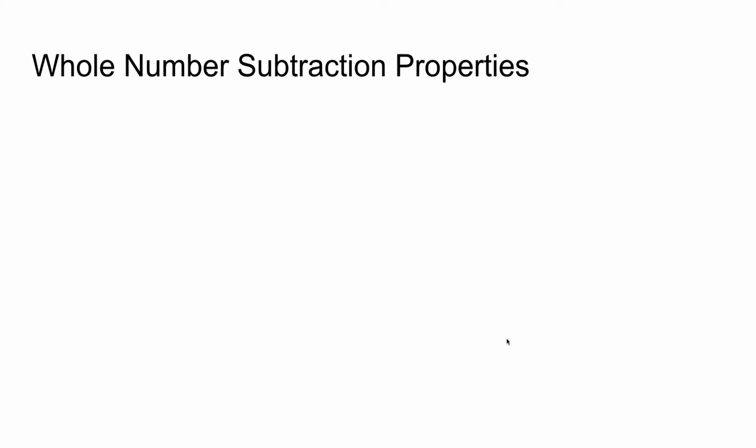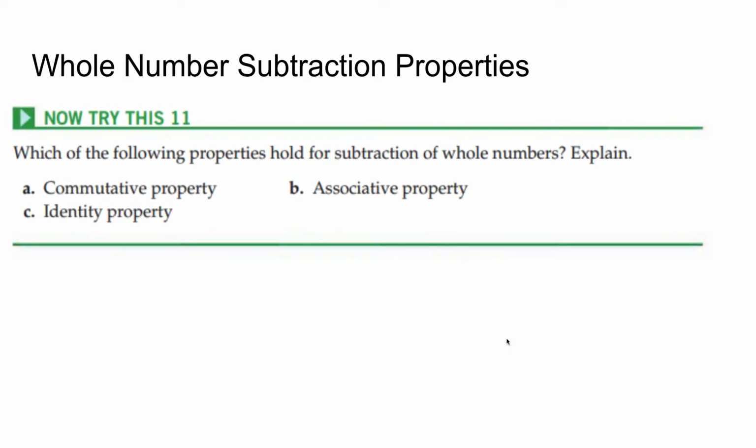Okay, there are properties in whole number subtraction. Not all of these work. Maybe some will. Let's figure it out. What do you think? Which of the following properties hold for subtraction of whole numbers? Can you explain? Let's look at the commutative property.